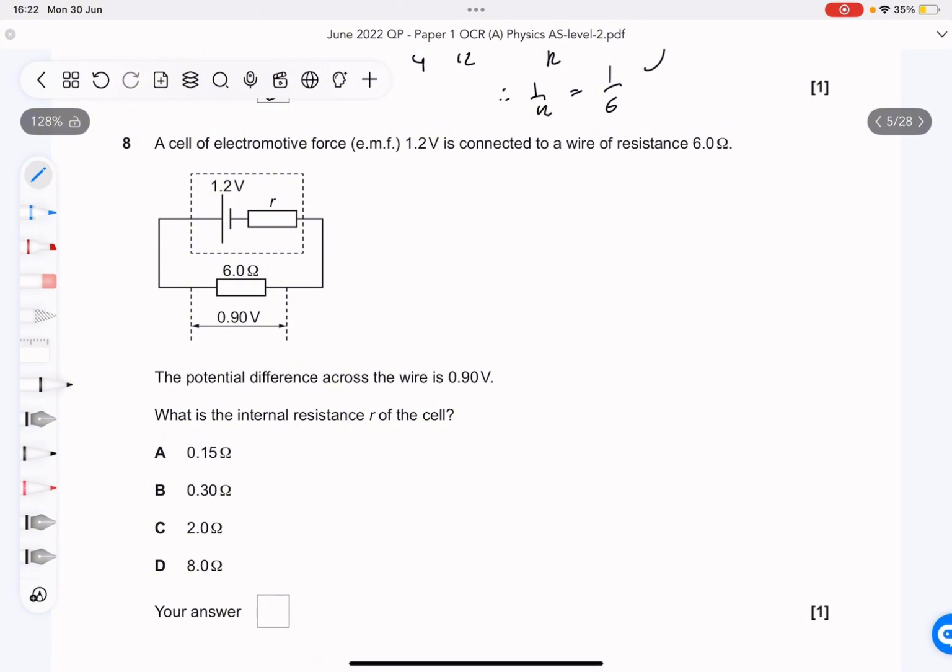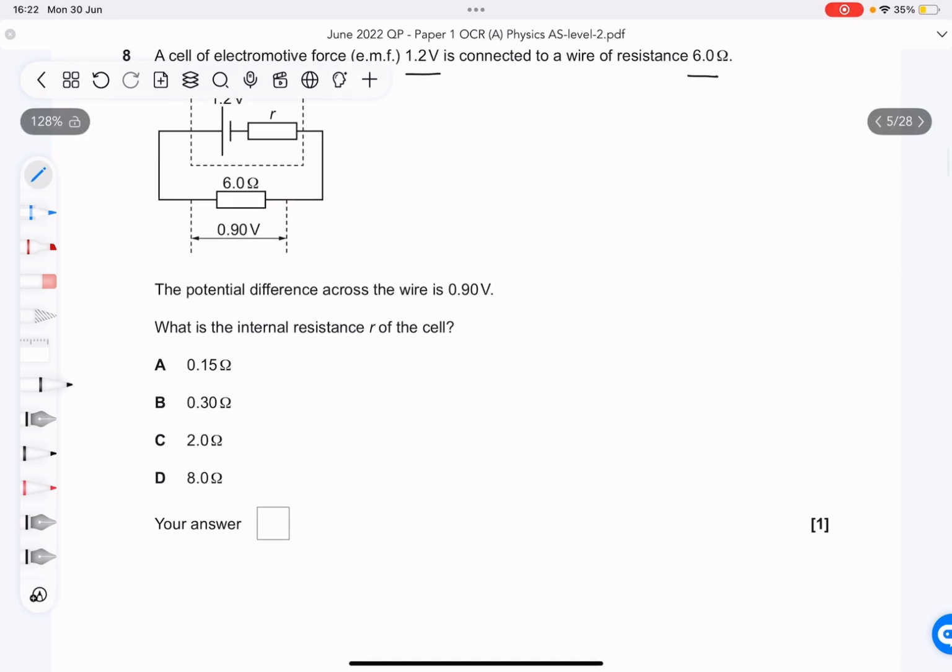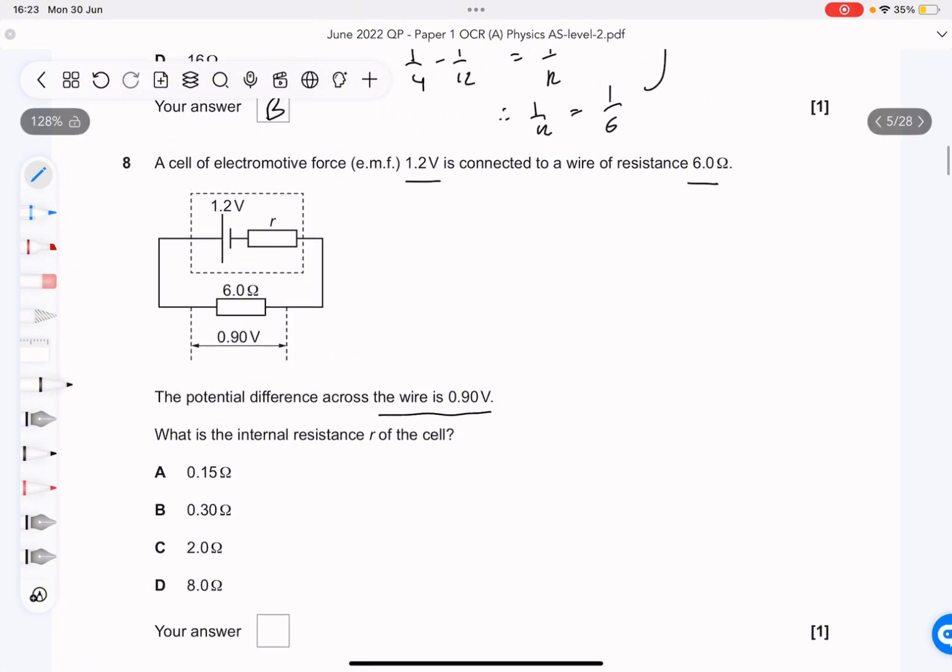A cell of electromotive force 1.2 volts is connected to a wire of resistance 6 ohms. The potential difference across the wire is 0.9 volts. What is the internal resistance of the cell? Okay, so pretty standard question here. We know that EMF is equal to the terminal voltage plus Ir. Now, Ir is the voltage or potential difference lost across the internal resistance. That's what Ir is.